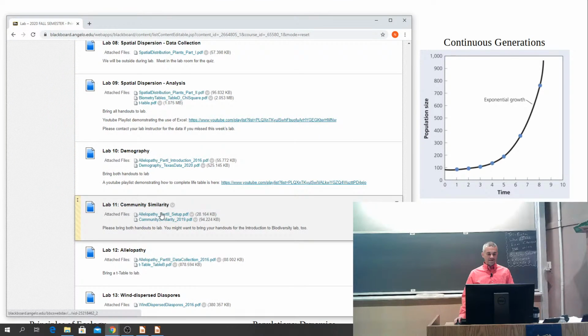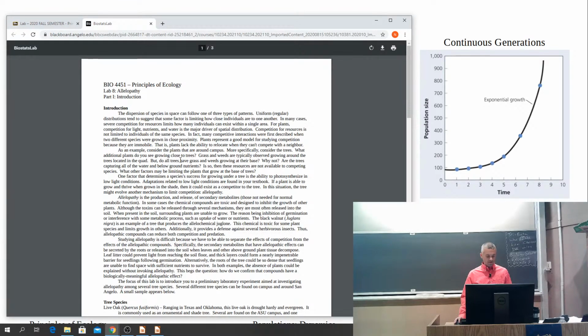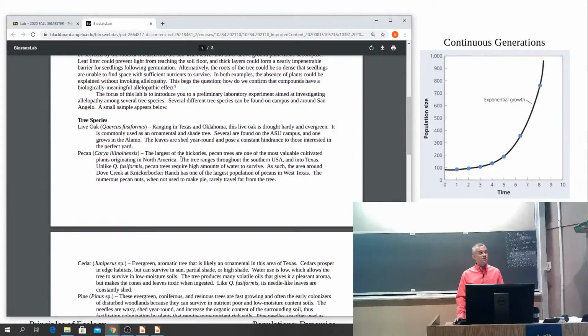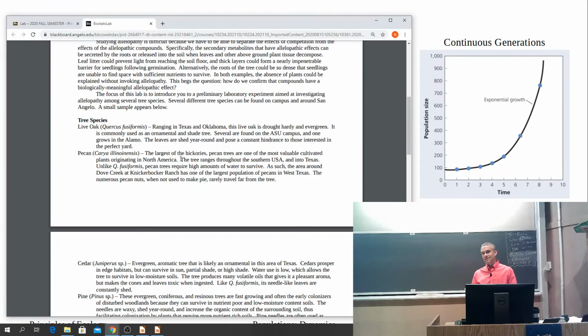The other thing is this allelopathy handout. So this is, I think, where Tuesday loses out. This gives you the introduction. This is actually, I'll count it as a 3-week lab. It's technically a 2-week lab, all right?